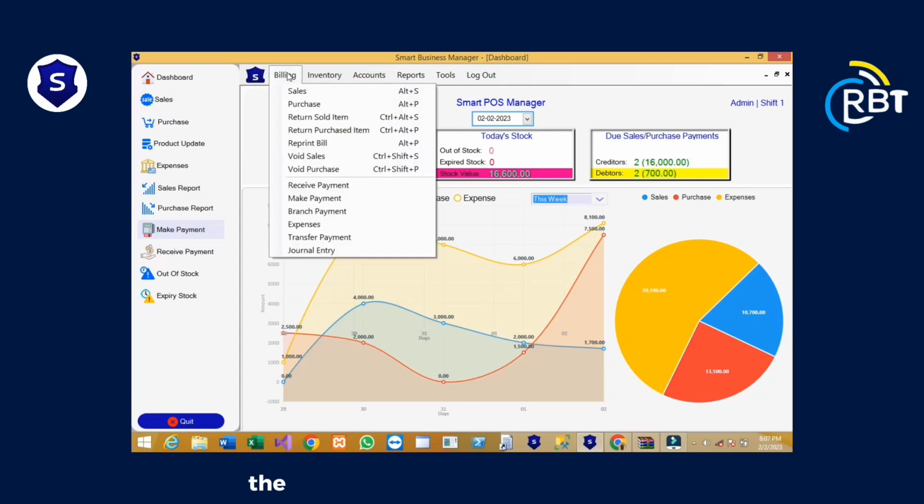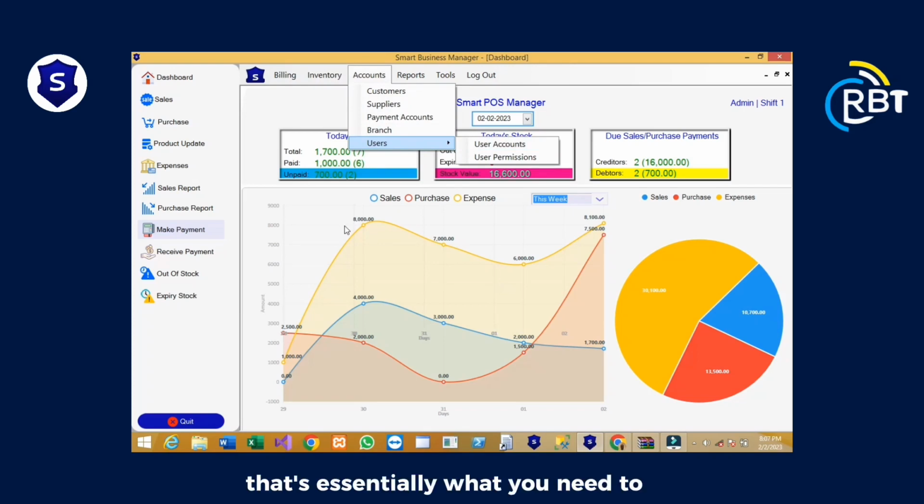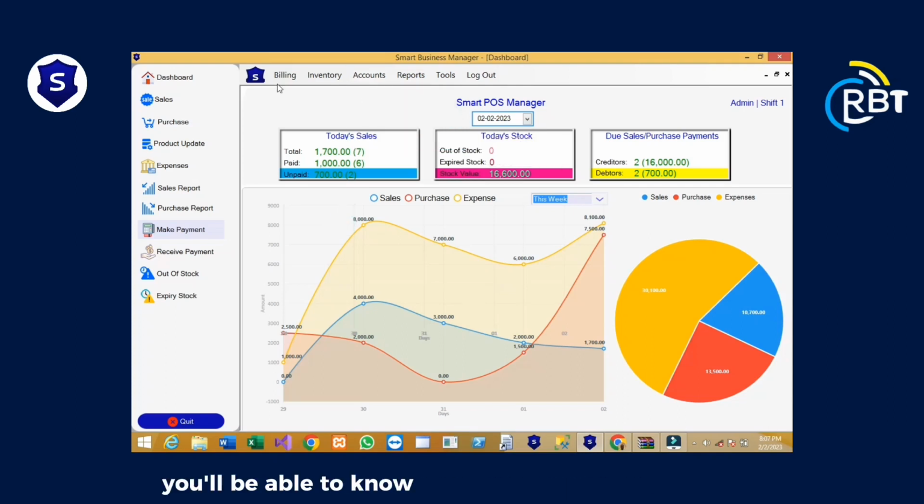And be able to tell your staff the ones you want them to know, right? You teach them the ones you want them to know, like your sales and your purchase or whatever you want them to have access to. You give them the access using this access permission part. That's essentially what you need to do. Then once you have learned everything, with what you have learned, you'll be able to know how to input all your stocks, all your products and your services that you're using.